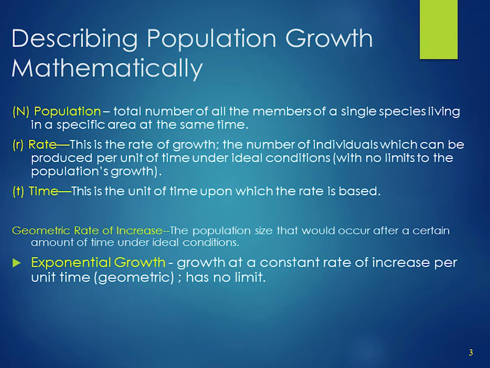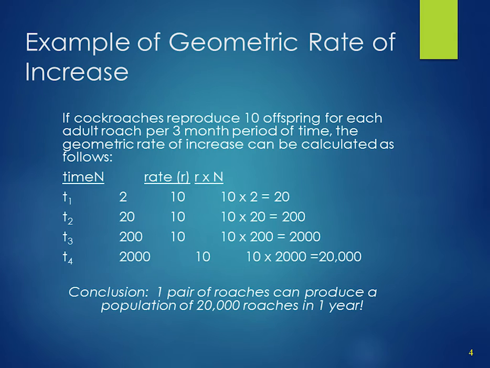If all things are equal and there are no limitations to growth, the population will grow at an exponential rate where the population increases by some fixed rate. We often speak of the doubling time for a population. The outcome of this type of growth is a J-shaped curve. This is an example of geometric rate of increase.